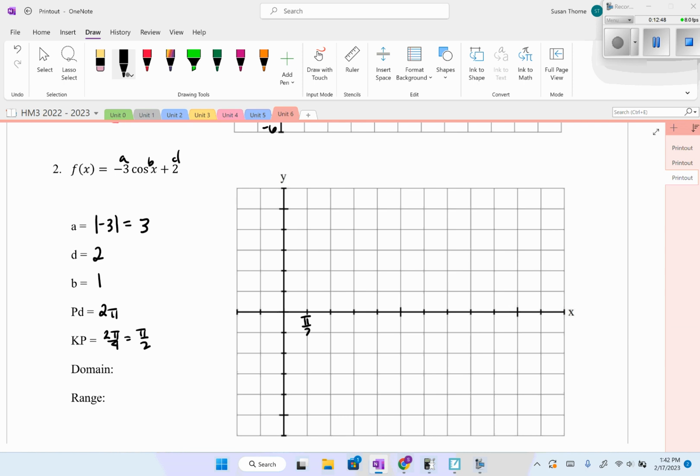So 1 pi over 2, 2 pi over 2 is pi, 3 pi over 2, 4 pi over 2, 5 pi over 2, 6 pi over 2, 7 pi over 2, 8 pi over 2, 9 pi over 2, 10 pi over 2, 11 pi over 2, and 12 pi over 2. And again, just make sure to reduce those values.